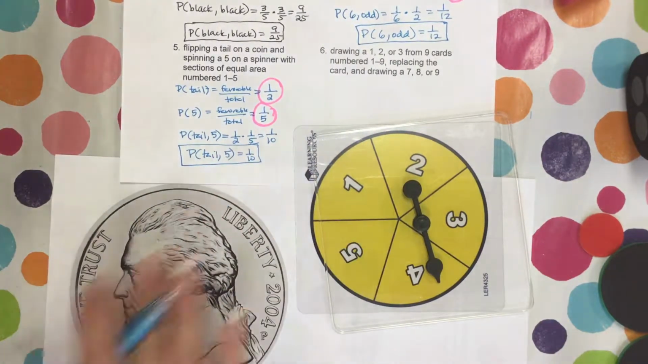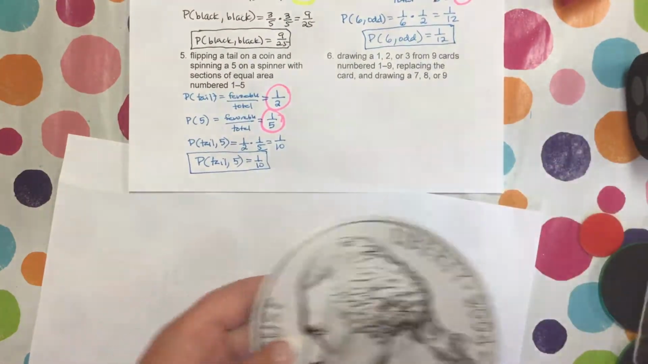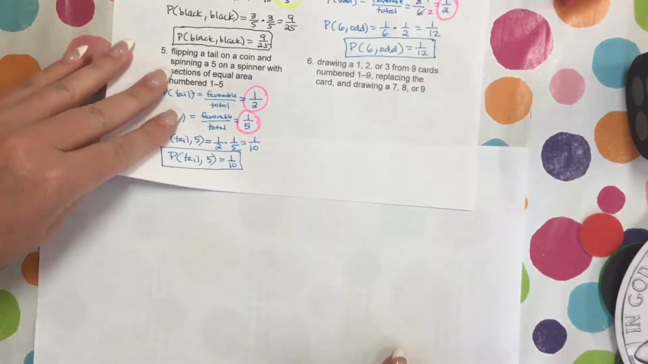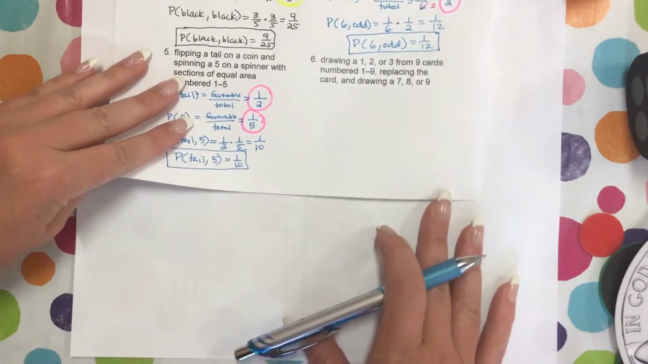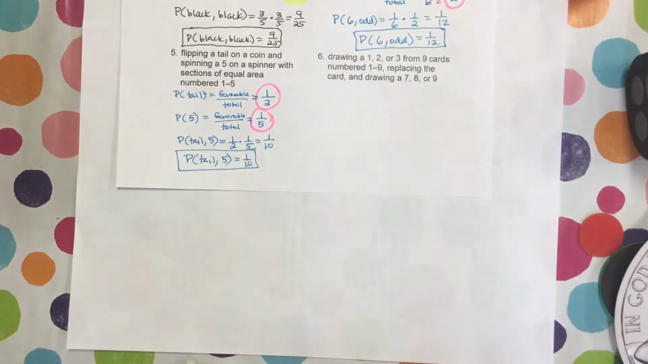Okay, on to problem 6. In problem 6, what we're doing is drawing a 1, 2, or 3 from 9 cards numbered 1 through 9, replacing the card, and then drawing a 7, 8, or 9.